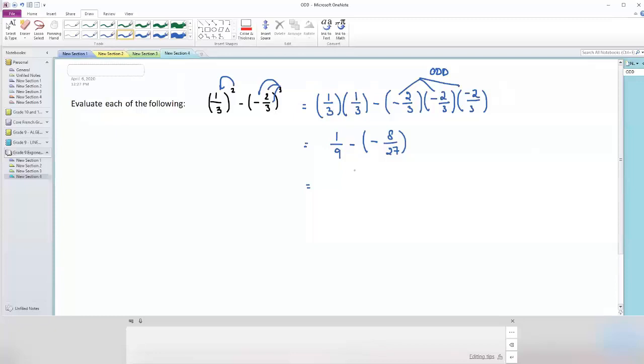Now, since this is a fraction, first of all, I have to fix the problem of this and this. Negative times negative is going to be positive 8 over 27. However, here I have to have the same denominator between both of them. So 27, I will leave it as it is. The 9, to transfer it to 27, I need to multiply by 3. That means 3 times 1, 3. The 8 stays as it is, and the final answer is going to be 11 over 27.